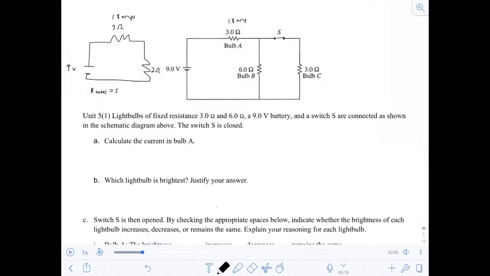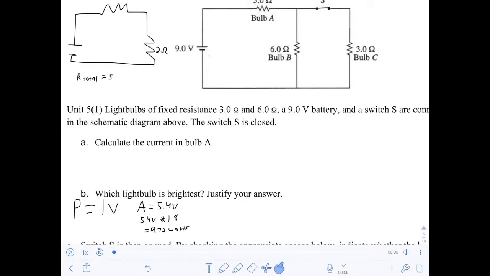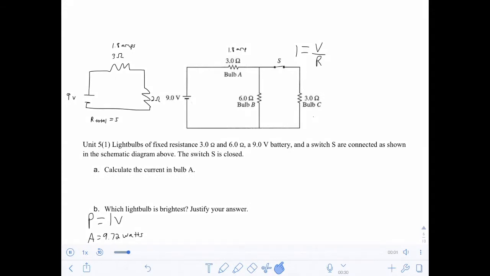To find which bulb is the brightest, we don't need a math test. We're just going to use the power formula P equals IV. Right now, we don't know the individual voltage, so we'll have to do a little more math. For bulb A, we know the current and resistance, so we can find the voltage. A's voltage is 5.4. Now that we know the voltage and current, we can multiply them together to get the power as 9.72 watts. I'm going to read this nice and slow for Julia's sake.